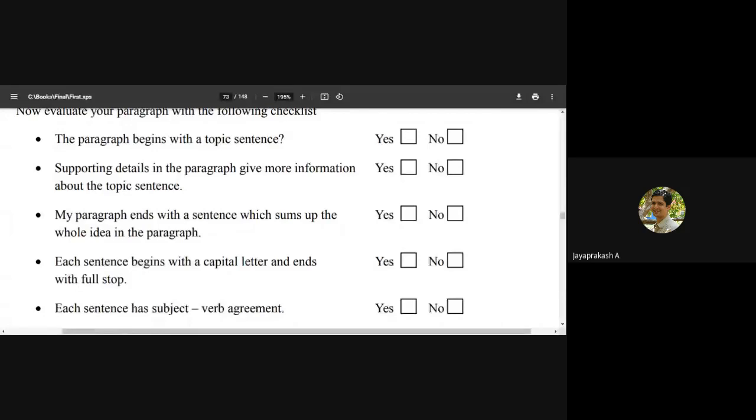So that is the function of the concluding sentence. That also is yes. Each sentence begins with a capital letter and ends with a full stop. Yes, that's right. So now we have to take care of our punctuation. Then we have to take care of spelling. And the last element, each sentence has subject verb agreement. That is called the grammar of the sentence.